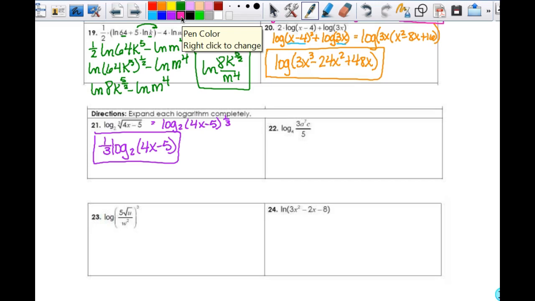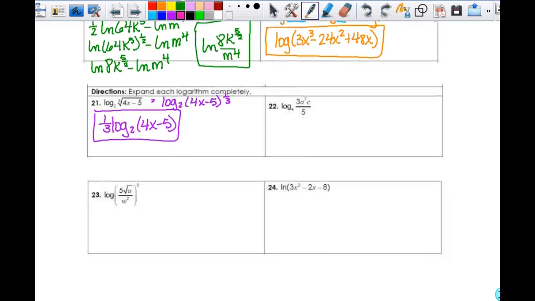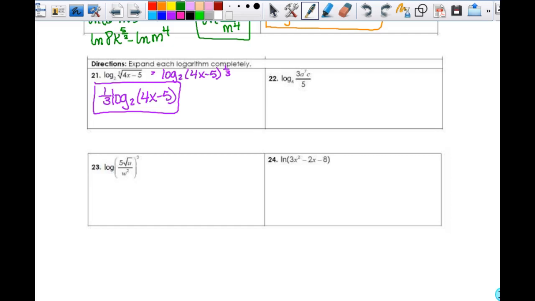So on number 22, I had somebody ask me, how many steps can I skip? And I mean, pretty much you can just write down the answer if you know how to do that. If you need to do it in steps, that's fine too. But you've got things being multiplied and divided, and you've got to be careful skipping all of the steps all the time, because sometimes you think you can when you really can't. But I'll just go ahead and show you how you can do this.